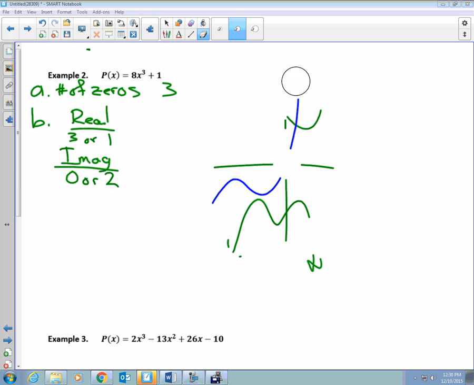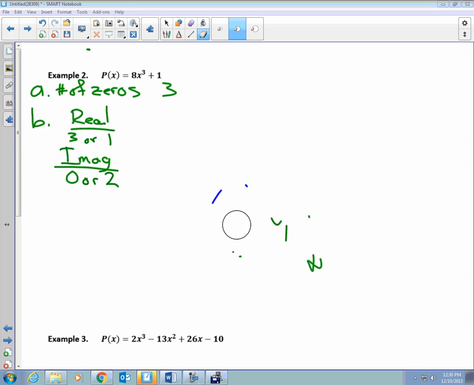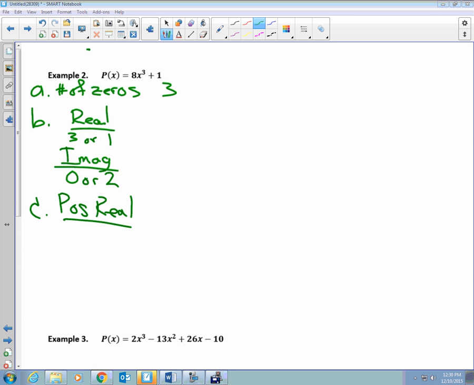So now I go to the last one, which is the number of positive and negative real solutions. So positive real, how many sign changes? 0. Negative real. As I do p of negative x, does the 8x to the third change sign? Yes. And the 1 does not. How many sign changes? 1. So I know I have exactly one real solution. It is negative. And I know that in that case, I will have 2 imaginary.